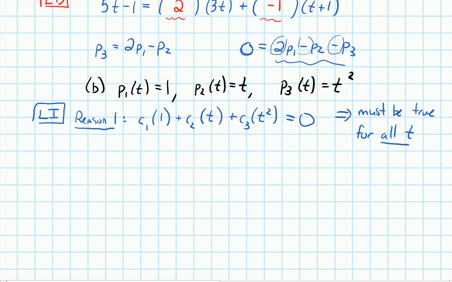That's what I want. Okay, so just so I don't have to continue to write this whole thing on the left-hand side, I'm just going to call this f of t. This is some polynomial. So I need this f of t to be equal to 0 for all values of t.